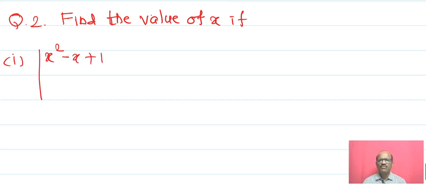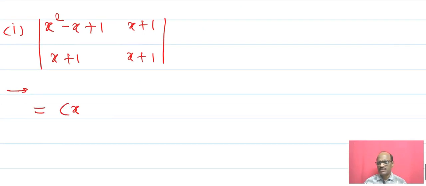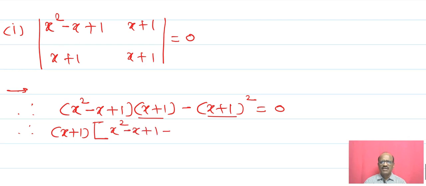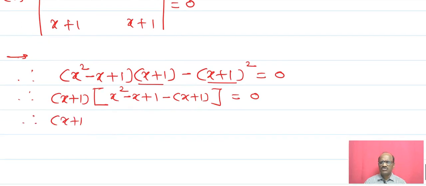Now next, question number 2: find the value of x if the determinant is given, x squared minus x plus 1, x plus 1, second row x plus 1, x plus 1. Now, by normal multiplication, the value of the determinant is equal to 0. Now x squared minus x plus 1 minus x plus 1 into x plus 1 minus x plus 1 into x plus 1 equals 0. Therefore, take x plus 1 as common, then in bracket you will get x squared minus x plus 1 minus 1, minus in bracket x plus 1, is equal to 0.